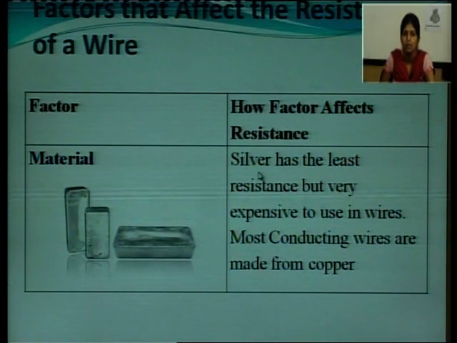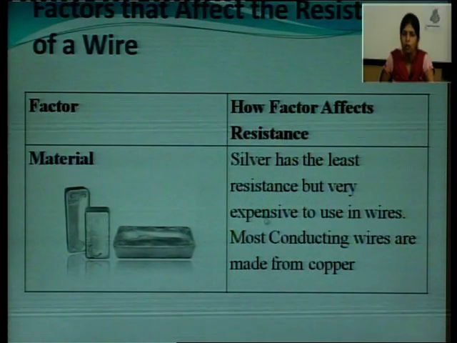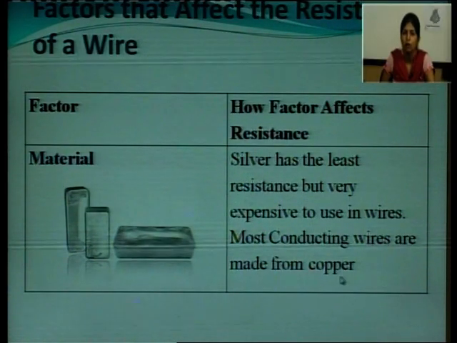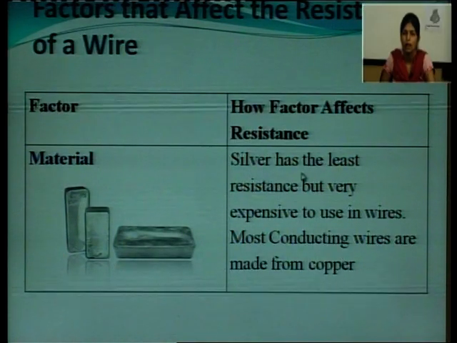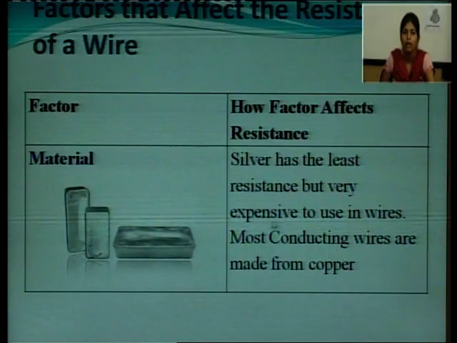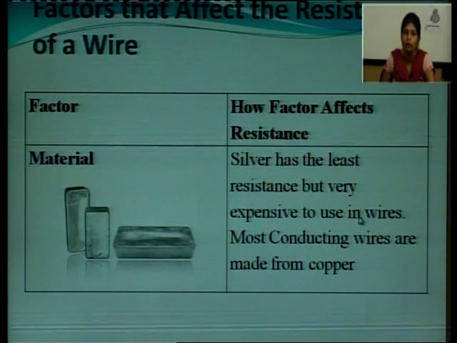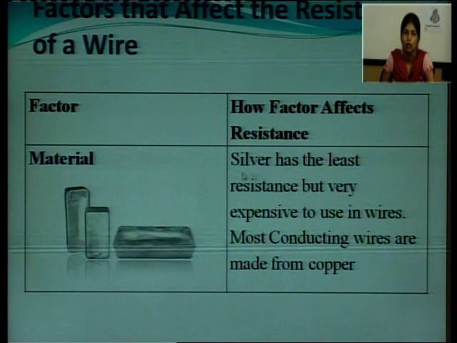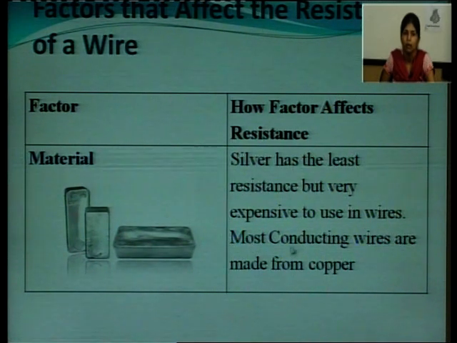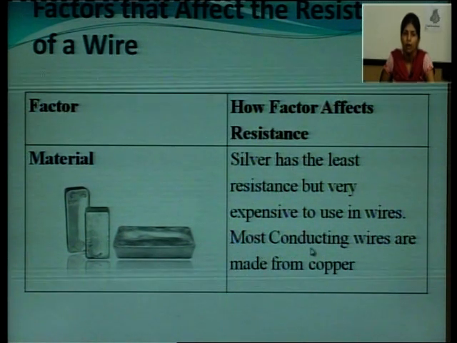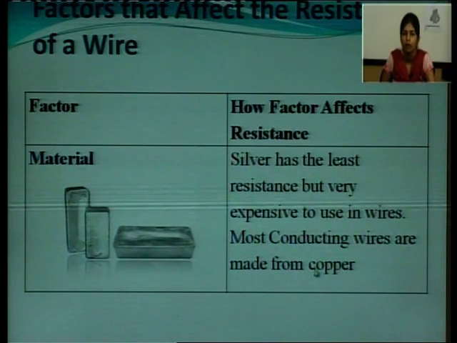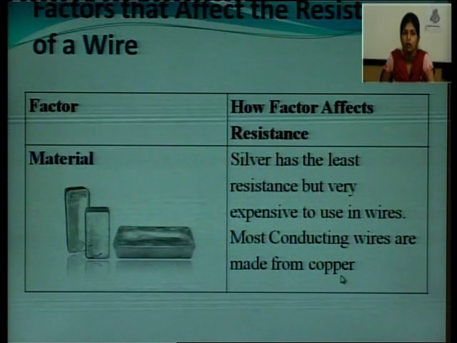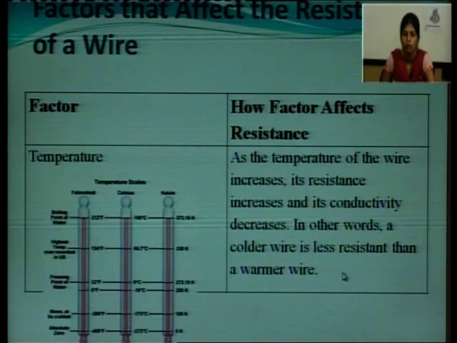So instead of silver we use copper for the wires because it is also a very good conducting material. So silver has the least resistance but is very expensive to use in wires. That's why we cannot use silver as a conducting material. Now most conducting wires are made from copper because it is not very expensive and it can be used in manufacturing of the wires.